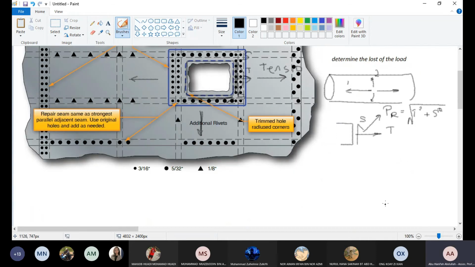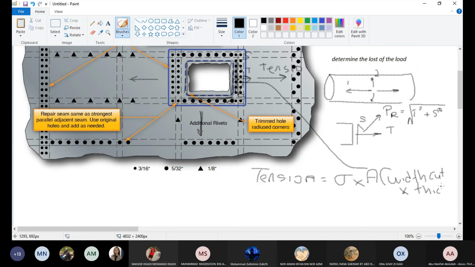So, what is the tension? Tension equals the stress, so the material strength, times the area. The area is the cross-sectional area of this. So the width of the cut times thickness. So the area equals width of the cut times thickness. This is what you get here for the tension.